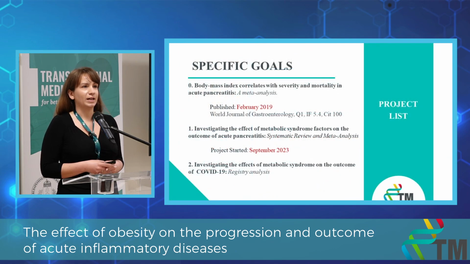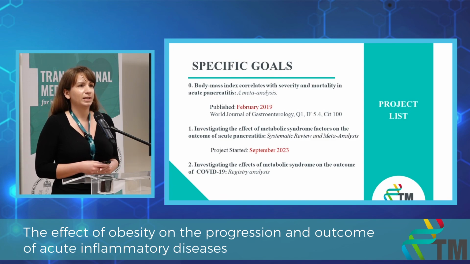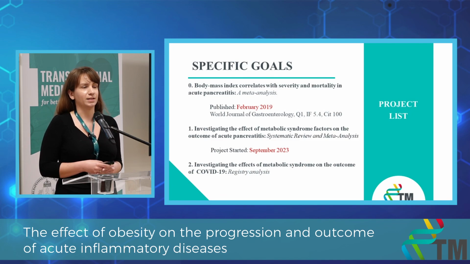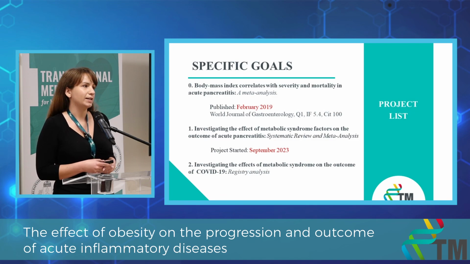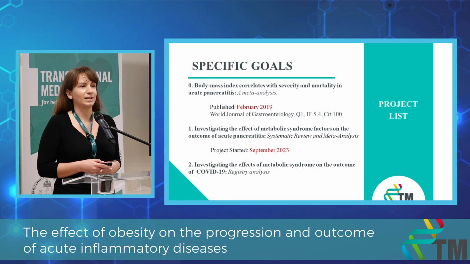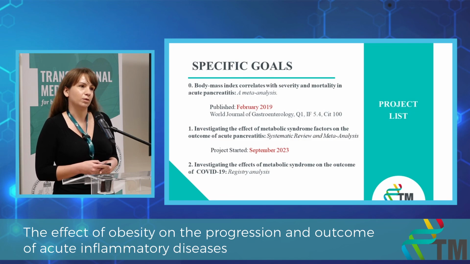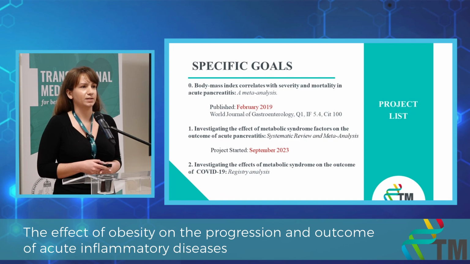We have already conducted a meta-analysis in this field that investigated how body mass index correlates with severity and mortality in acute pancreatitis, and this meta-analysis was published in 2019. As a continuation of our previous work, we took other related factors into consideration, and now we are investigating the effect of metabolic syndrome factors on the outcome of the same disease. As my second project, we will be investigating these same 4 metabolic syndrome factors, but in this case on the outcome of COVID-19 infection, and we are planning to do a registry analysis.